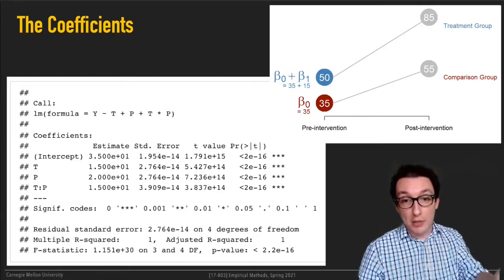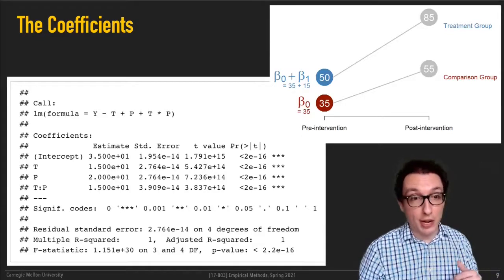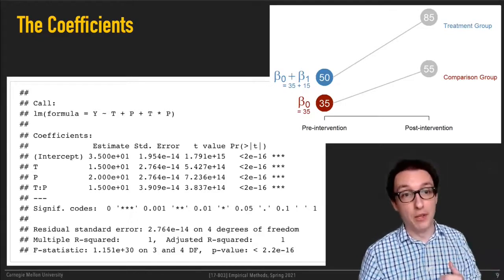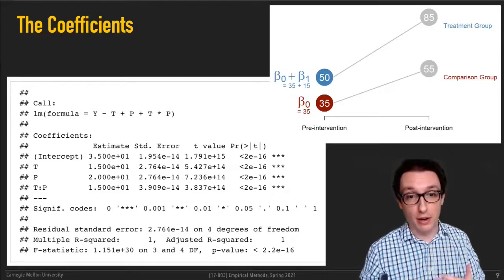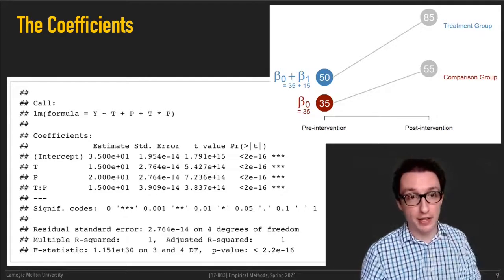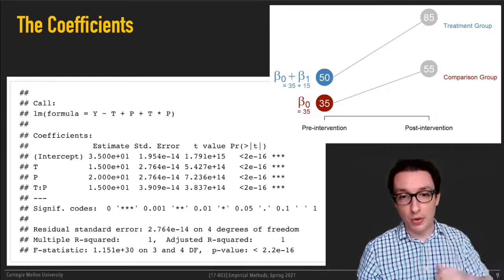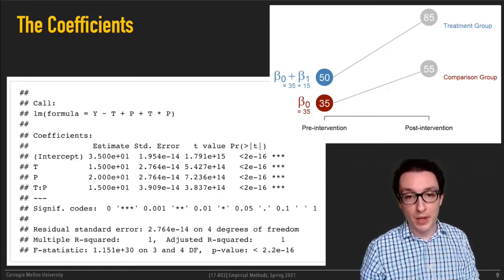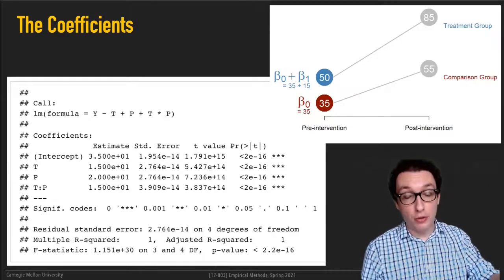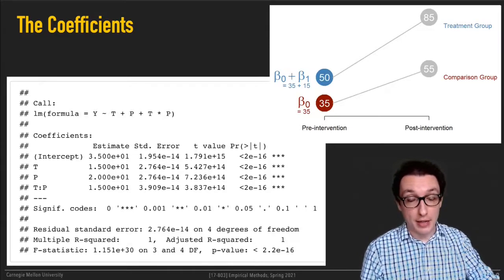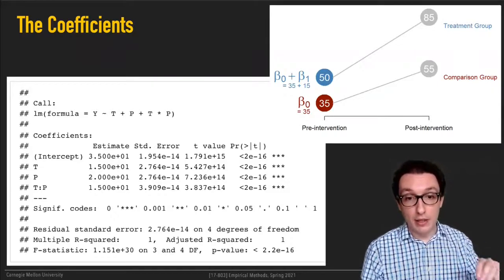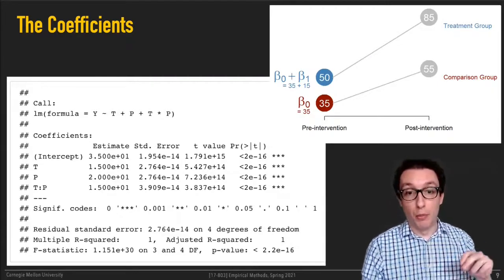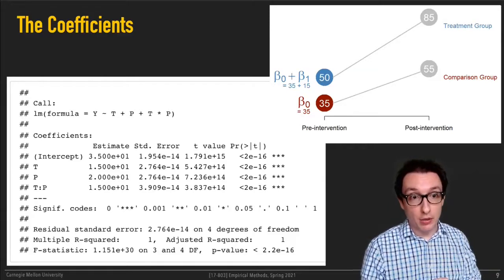Okay, and this should not be surprising because I've artificially created this data set to do exactly this. What I'm trying to show you is that I can recover these things that are inherently part of the data set, to show you how to interpret these coefficients. So the coefficient for treatment in this case is the mean difference in outcome before the intervention between the control and treatment group.